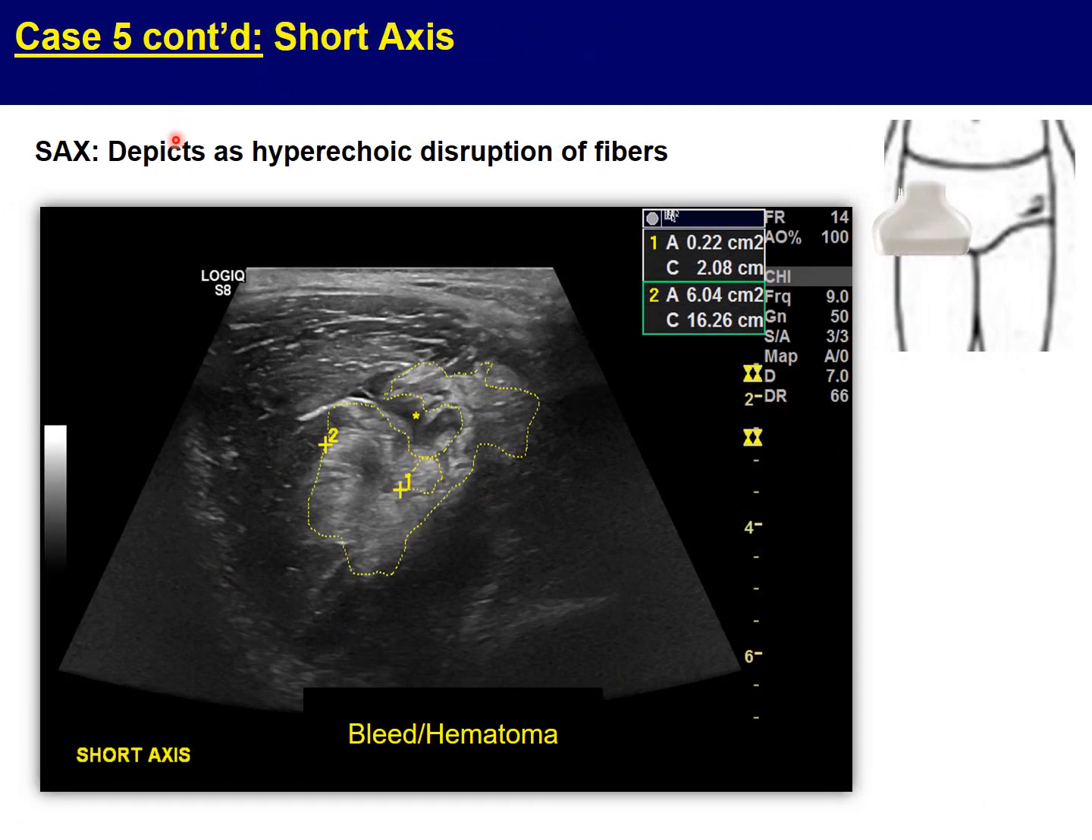Iliopsoas bleeds can also be depicted in short axis or confirmed in short axis by swiveling the transducer around by 90 degrees in terms of providing a horizontal view here. And so underneath you can see now the hematoma as a hyperechoic disruption of fibers, here encircled with the circle function of the ultrasound machine.